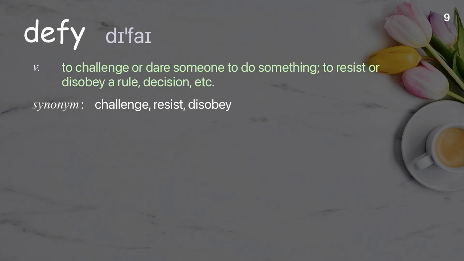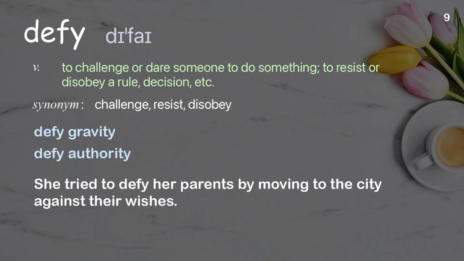Defy. To challenge or dare someone to do something; to resist or disobey a rule, decision, etc. Examples. Defy gravity. Defy authority. She tried to defy her parents by moving to the city against their wishes.